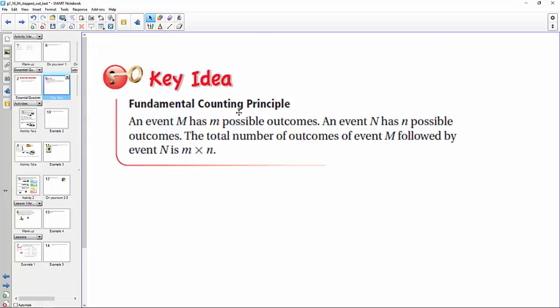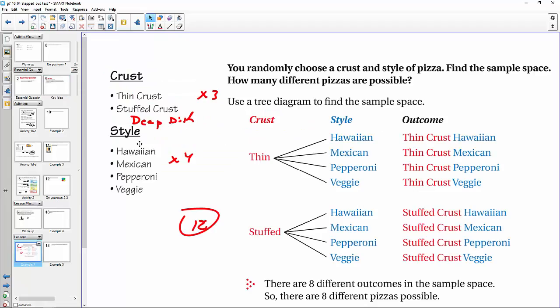12 options. So basically, an event M has M possible outcomes, and an event N has N possible outcomes. So the total number of outcomes is M times N. This is what I just did before, where I had the crust times the style.